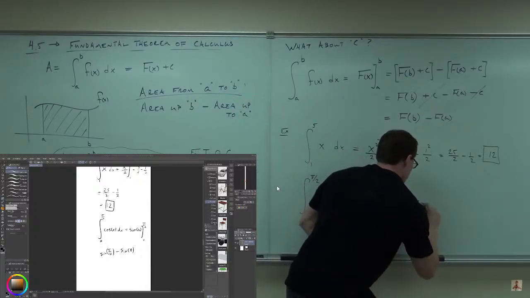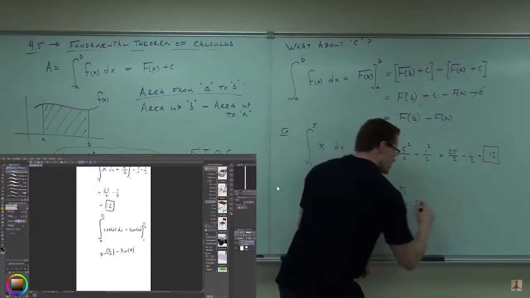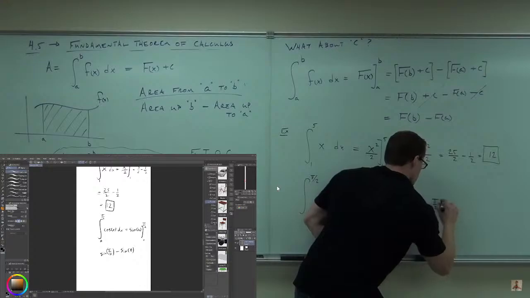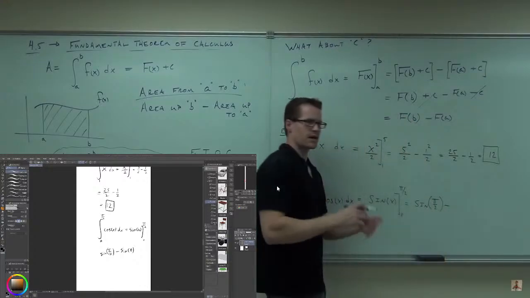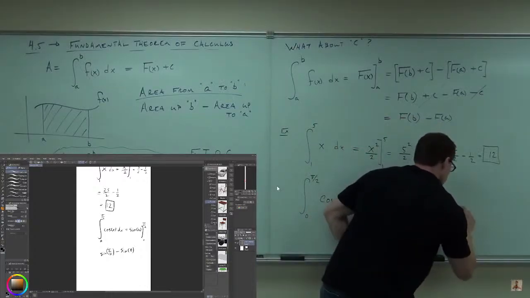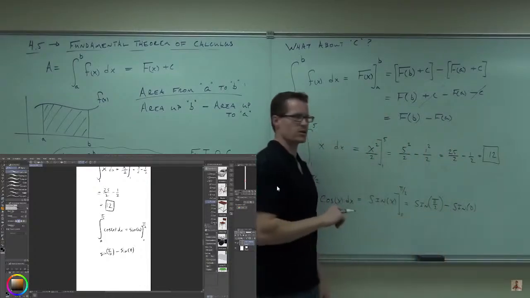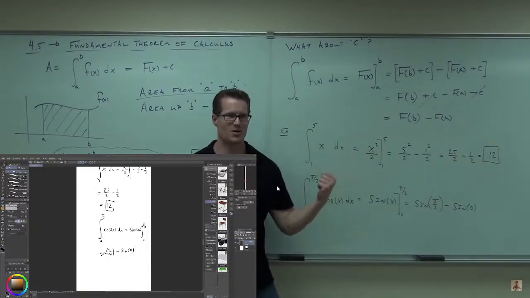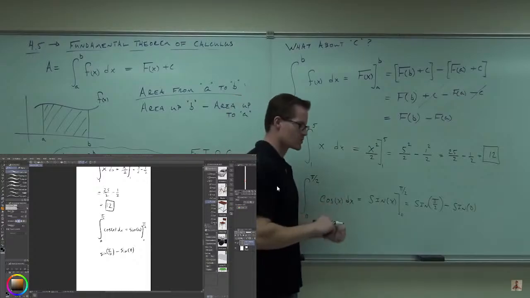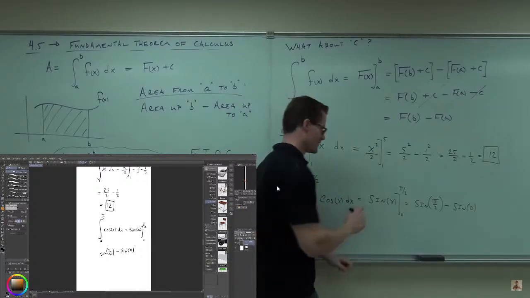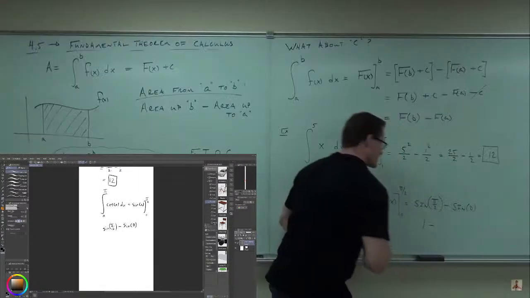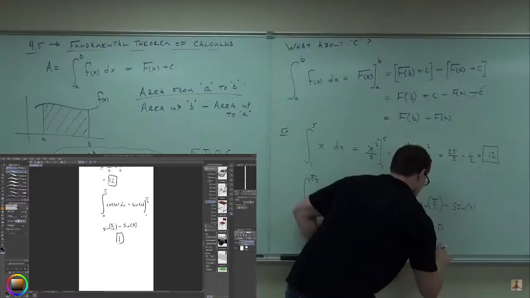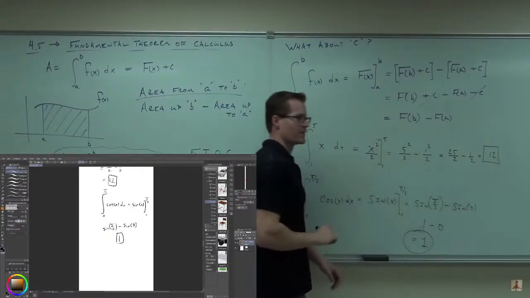So here you'd have sine pi over 2 minus sine of 0. All right, come on now, people. I know you love some trig functions. Throw it at me. 1. Which one's 1? 1 minus 0 equals 1. Your area is 1. That's weird.